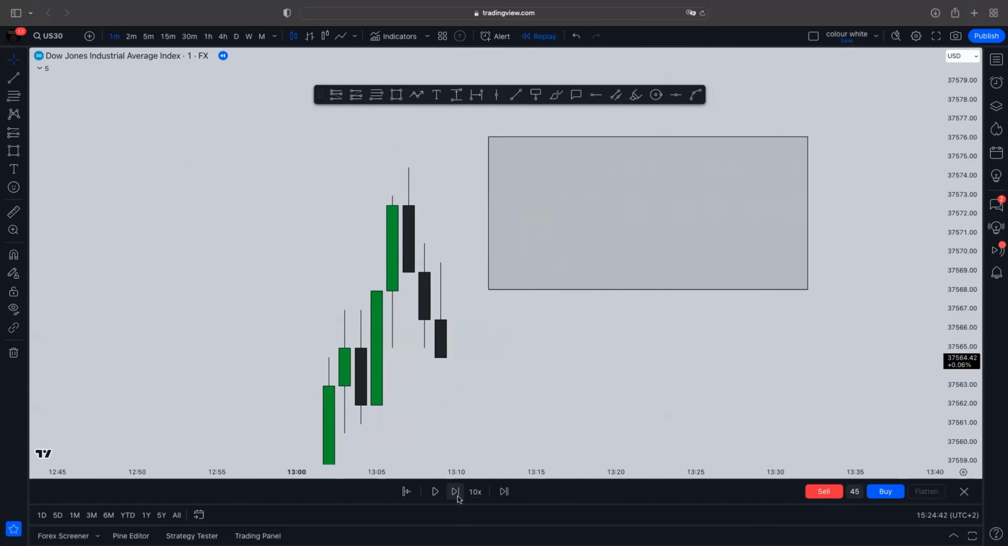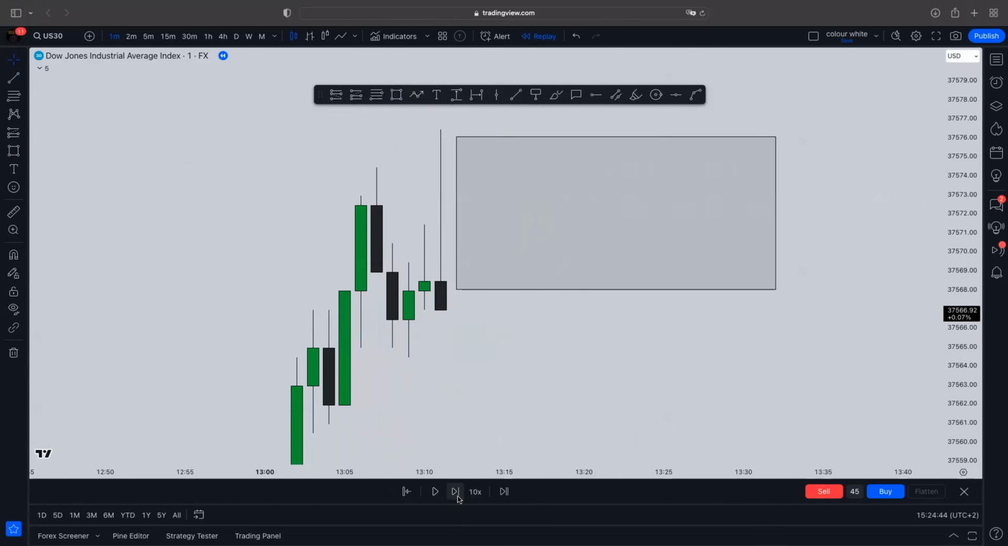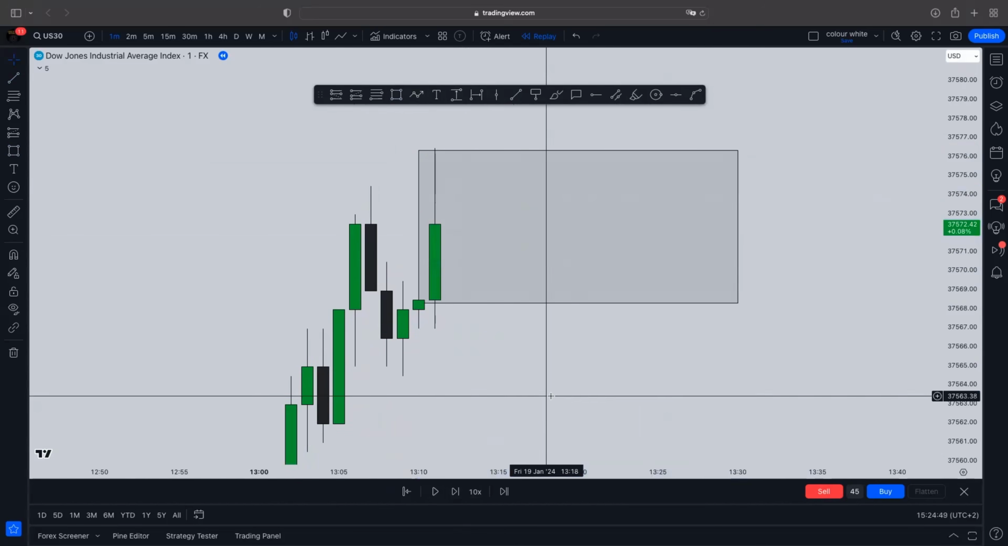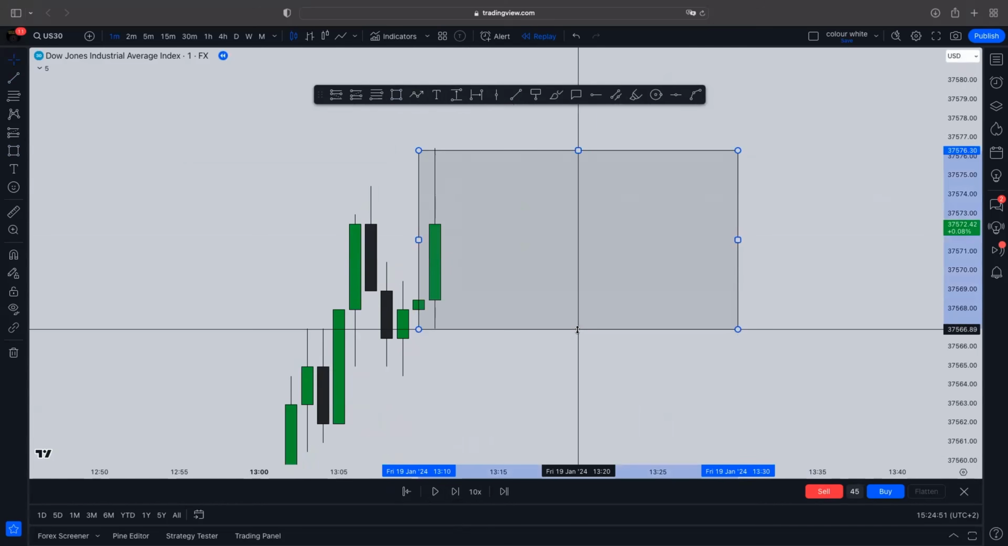So we're patiently waiting. But if you look nicely and watch this, here's a high, here's a low, right? Let's look at this high and low right here.